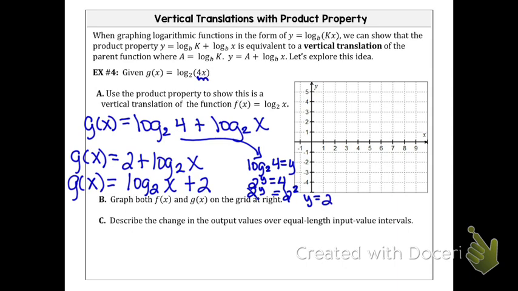So now it says to graph both f of x and g of x on the grid at the right. Alright, so remember log base 2 of x is our f of x, which is the same thing as saying 2 to the y equals x. So when we go to build our table, we're going to pick some y values, and we're going to plug them in for the y and solve for x. So 2 to the negative 2, 2 to the negative 1, 2 to the 0, 2 to the first, and 2 squared. Remember, because it's a log, we have a vertical asymptote at x equals 0.